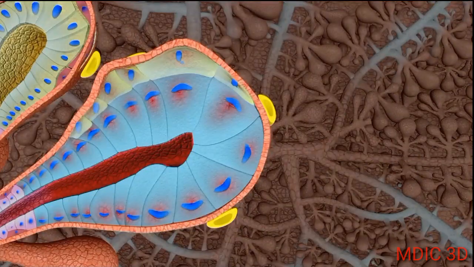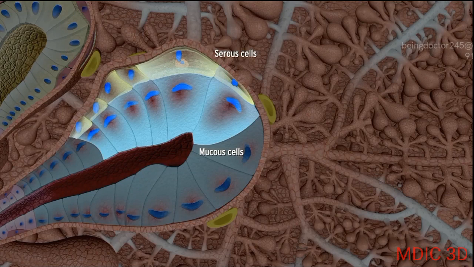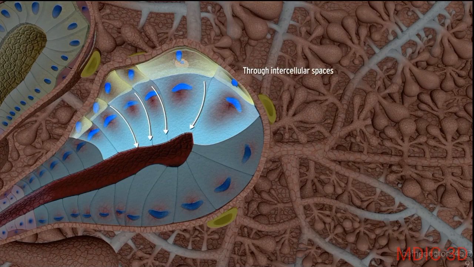Serous demilunes. In some glands, both serous and mucous cells are present within the same secretory acini. Here, mucous cells predominate and the serous cells are seen assuming a crescent or moon-shaped cap over the mucous cells. These cells are called the serous demilunes. The demilunes release their secretions into the lumen through intercellular spaces between the mucous cells.